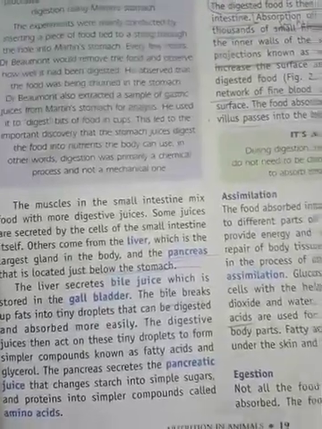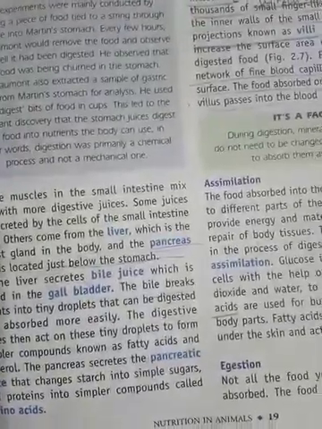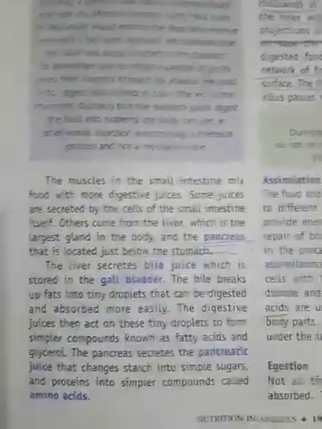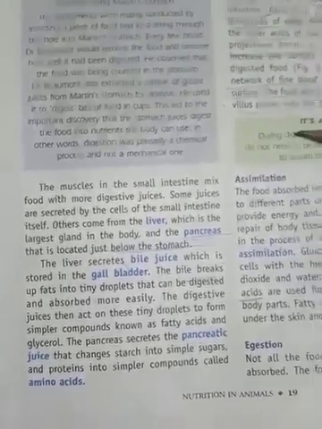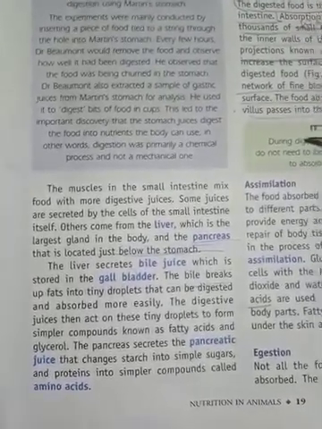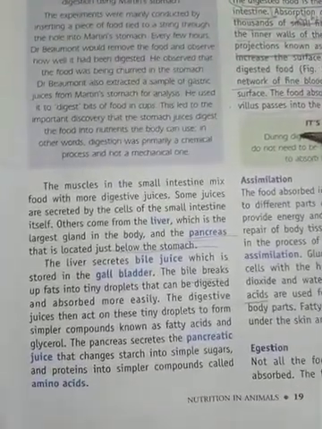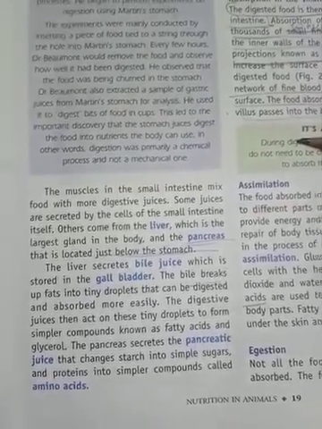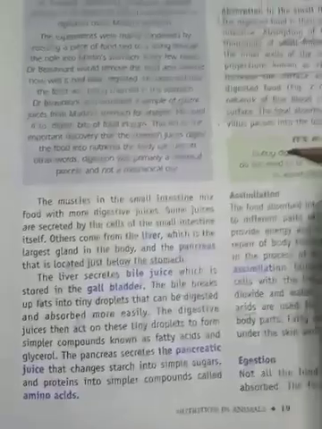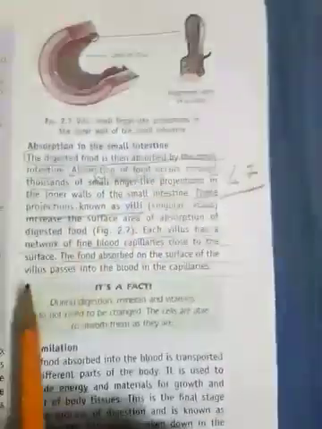The partly digested food now reaches the lower part of the small intestine, where the intestinal juice completes the digestion of all the components of food. The carbohydrates get broken into simple sugars such as glucose, fat into fatty acids and glycerol, and protein into amino acids. Now let us learn about absorption in the small intestine.